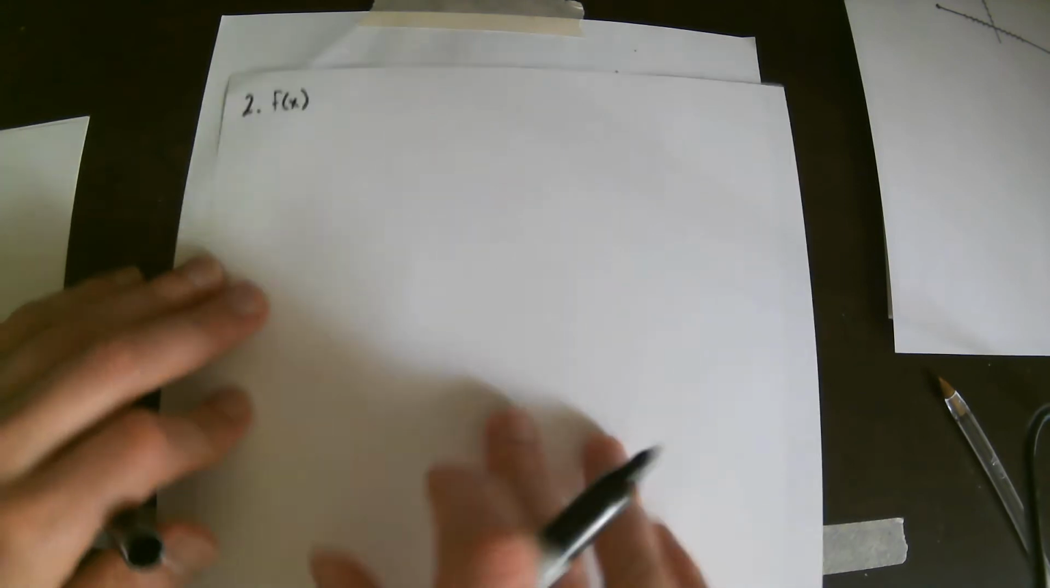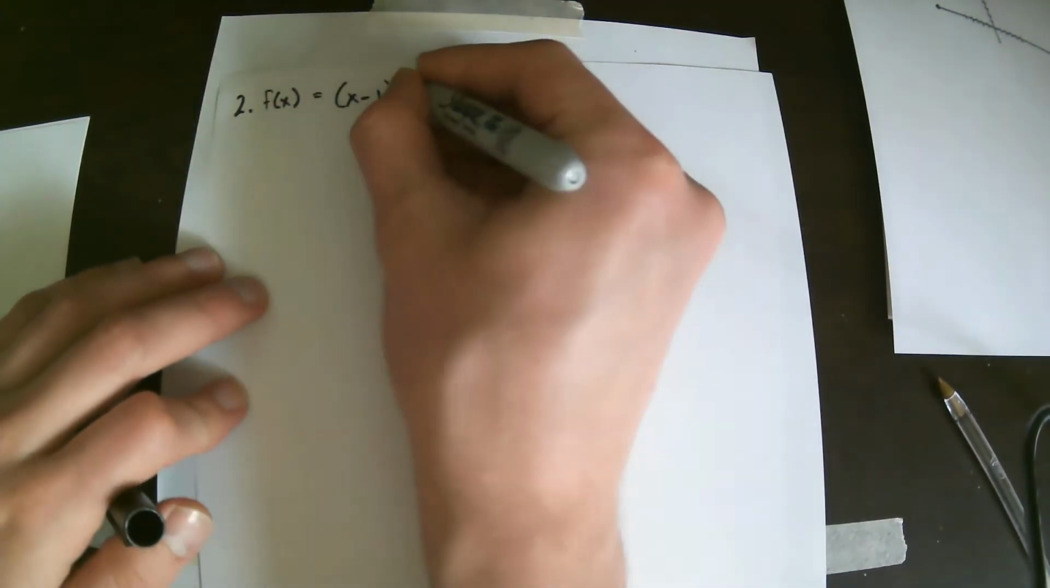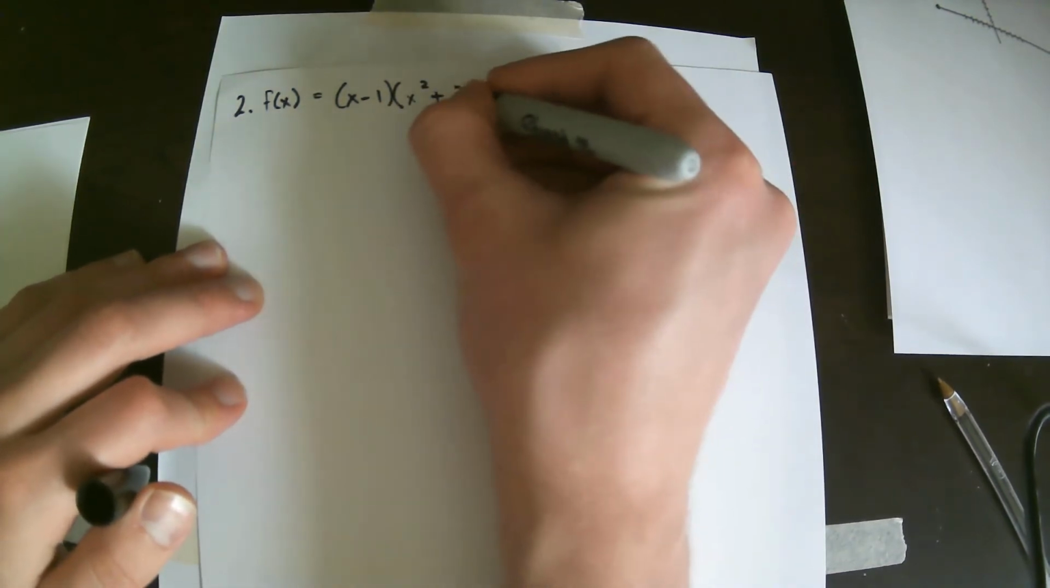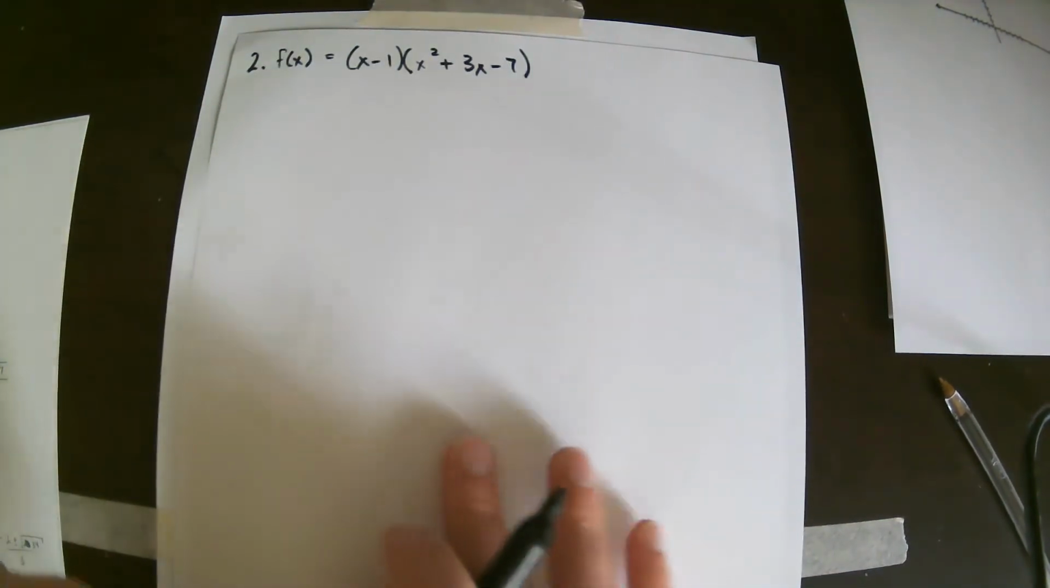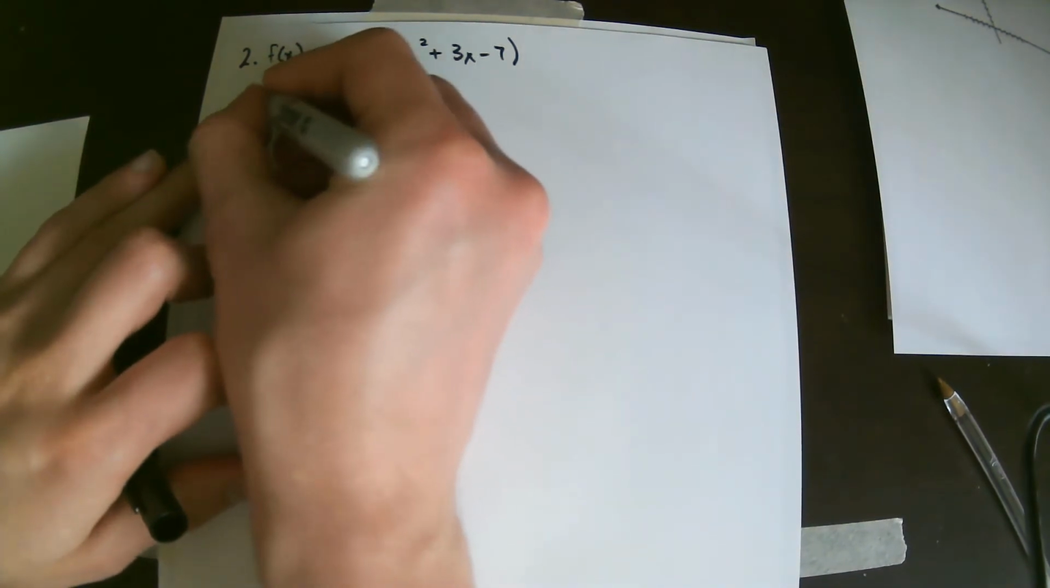Alright, let's go with number 2. I'm going to go through this one a bit quicker. So let's say we've got a polynomial this time, and it's written this way, where it's partially factored, like this. Okay, let's find these intercepts. So x-intercepts.